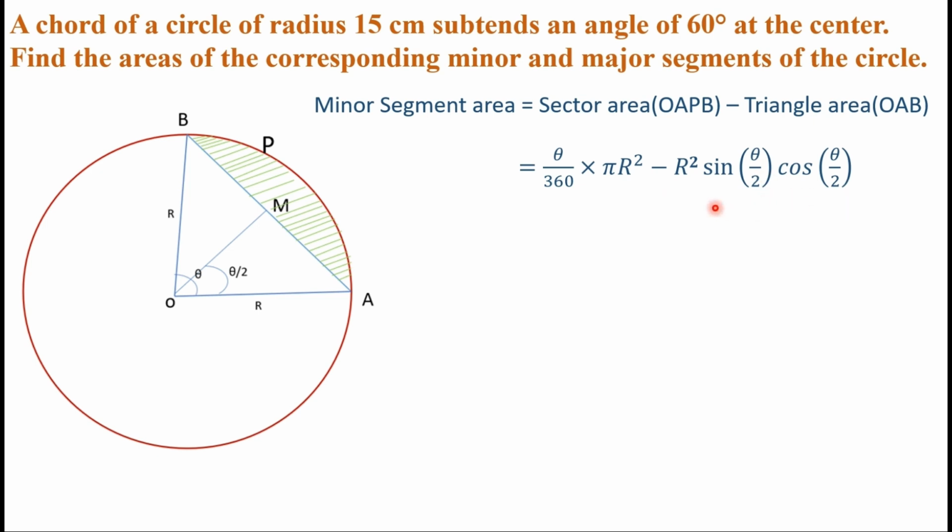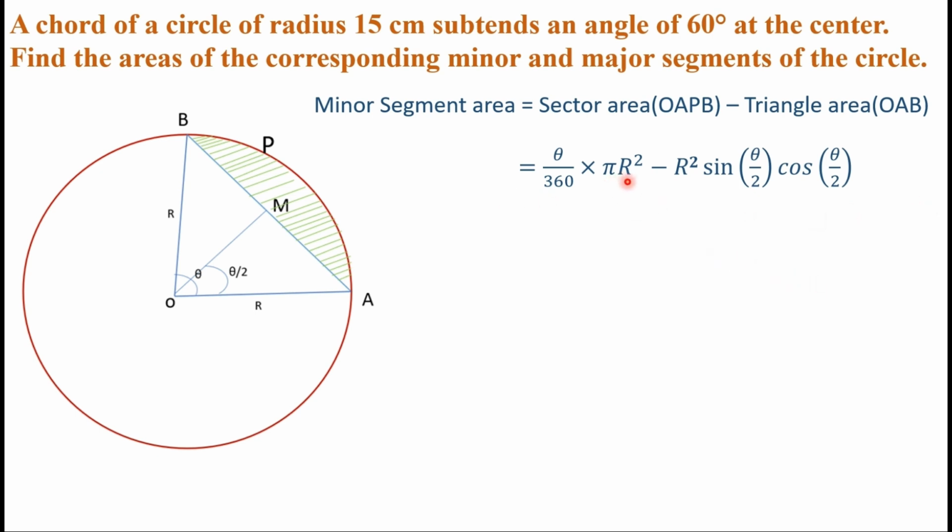In the next slide, I will explain how to get this. It's very simple. Easy. You know the sector area, it's just theta by 360 into pi r square, and just subtract the triangle area, right? So the triangle area is a simple expression to remember. It's just r square sin theta by 2 into cos theta by 2. That's all. Let's substitute here.